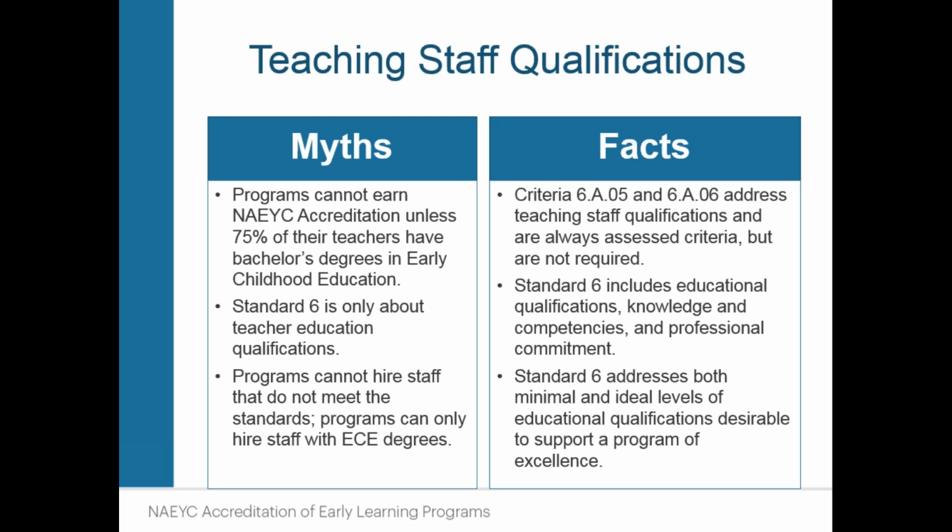However, the facts that contradict these myths are that criteria 6A05 and 6A06 address teaching staff qualifications and are always assessed criteria, but are not required. Also, Standard 6 includes educational qualifications, knowledge and competencies, and professional commitment, not just educational qualifications alone. Standard 6 addresses both the minimal and ideal levels of educational qualifications desirable to support a program of excellence.